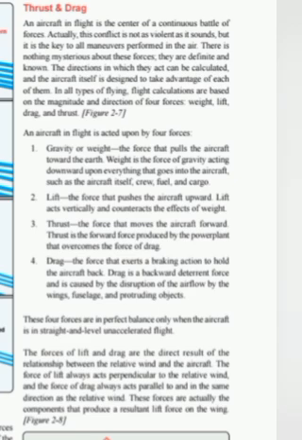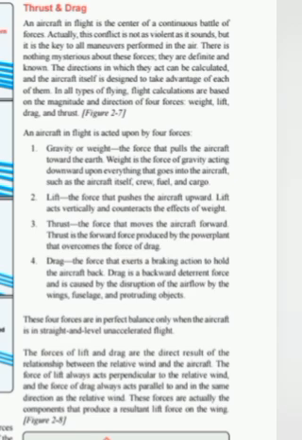In all types of flying, flight calculations are based on magnitude and direction of four forces: weight, lift, drag, and thrust. An aircraft in flight is acted upon by four forces: gravity or weight, the force that pulls the aircraft toward the earth. Weight is the force of gravity acting downward upon everything that goes into the aircraft, such as the aircraft itself, crew, fuel, and cargo. Lift, the force that pushes the aircraft upward. Lift acts vertically and counteracts the effects of weight.